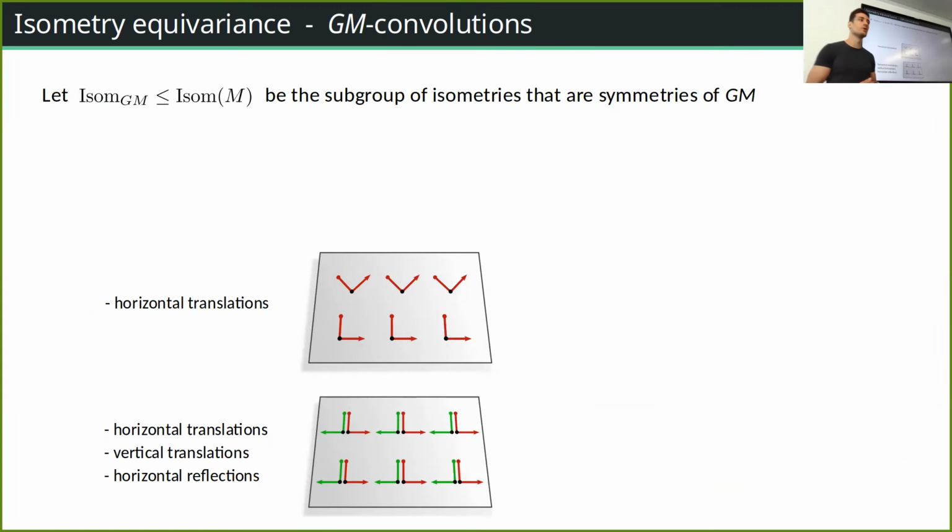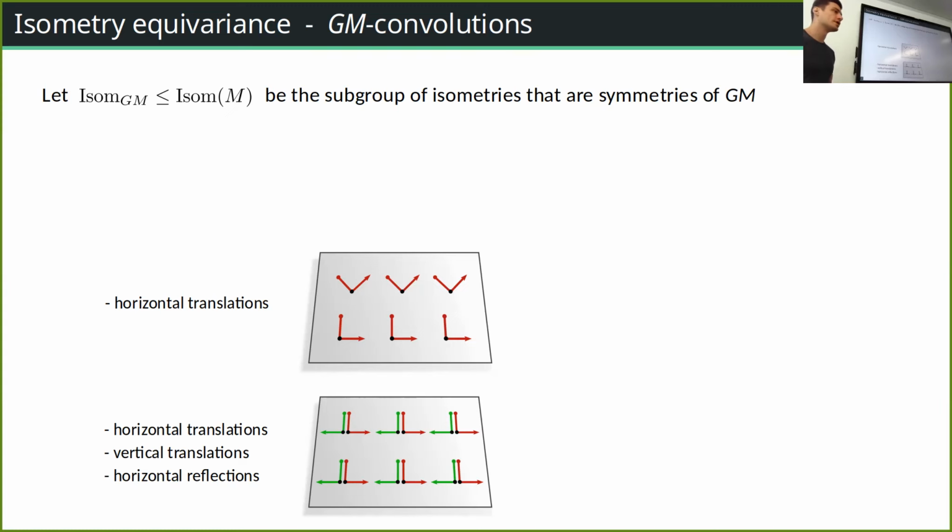Okay, so now we can go back to convolutions, where we shared weights according to some G structure, GM. And the important isometry group here is what I call isom-GM. That's a subgroup of all isometries. And it's that specific subgroup of isometries which are symmetries of the G structure. So in this top example, this G structure is only symmetric under horizontal translations, but not under vertical translations. So isom-GM would be translations in horizontal direction. And in this second example, we would have full translation invariance and also reflections in our isometry group.